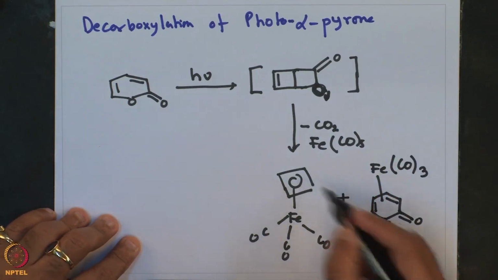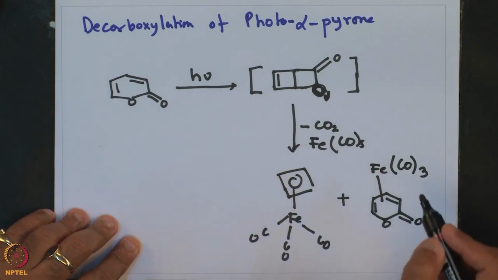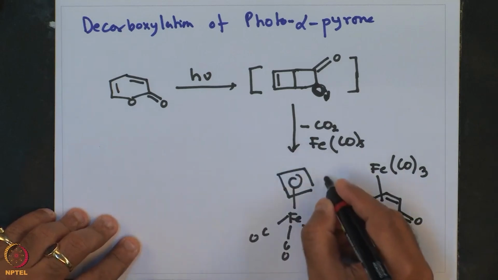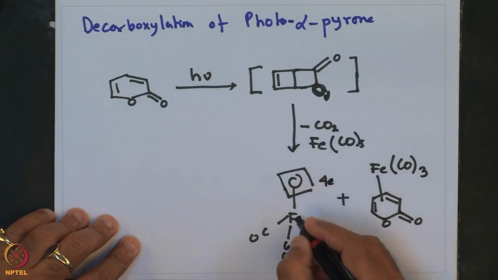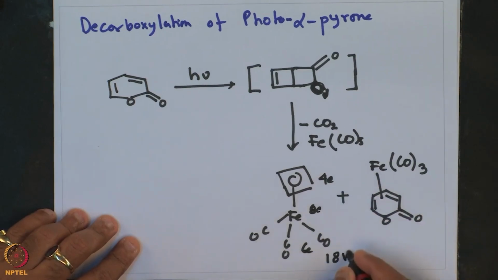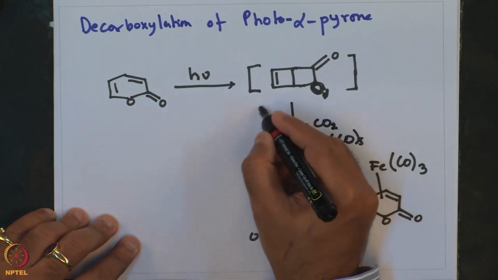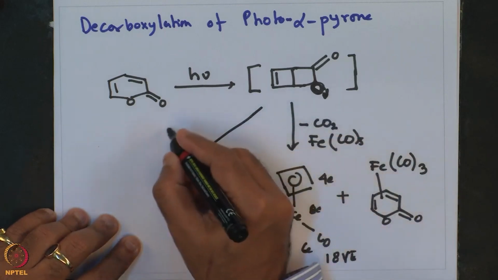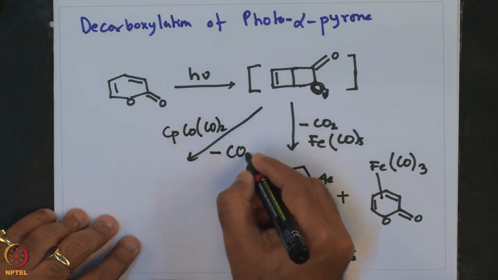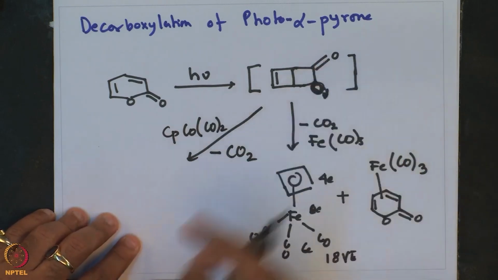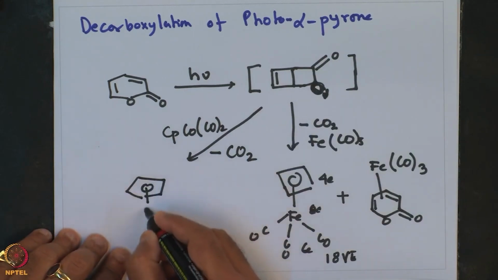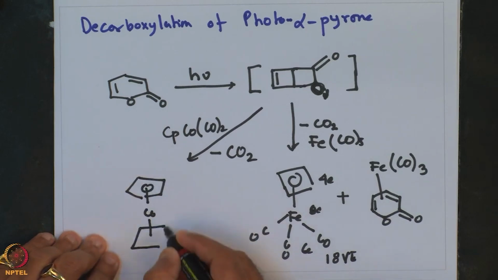Both of these are 18 electron compounds. So, 4 electrons, and this iron is 8 electrons and this is 6. So, these are 18 valence electron compounds, and this intermediate can also react with cyclopentadienyl cobalt dicarbonyl. In this case it eliminates carbon dioxide, resulting in cyclopentadienyl cobalt cyclobutadiene.